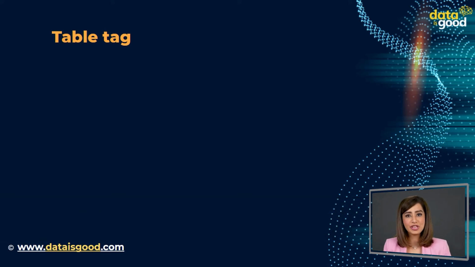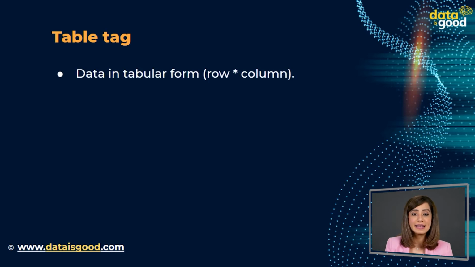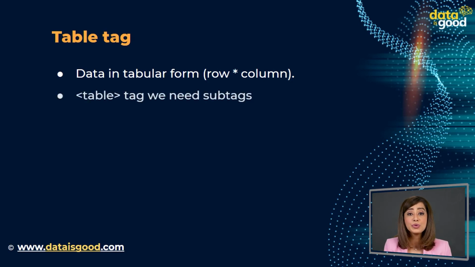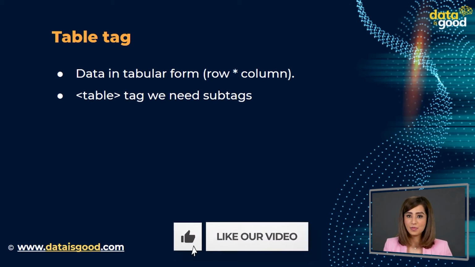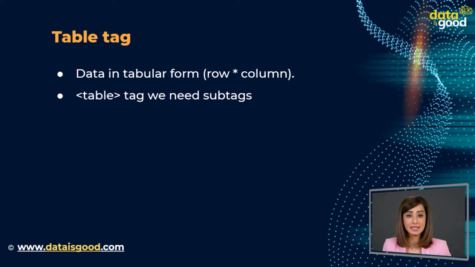So what exactly are these HTML tables? To create HTML tables, we use the HTML table tag. The HTML table tag is used to display data in tabular form, row into column. There can be many columns in a row. To create a table using the table tag, we need subtags. Let's see what the table tags are which we are going to need when creating a table.